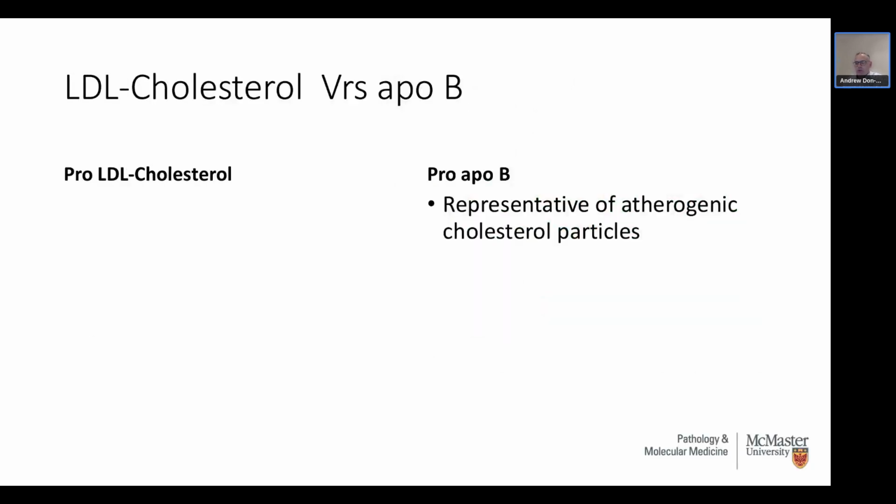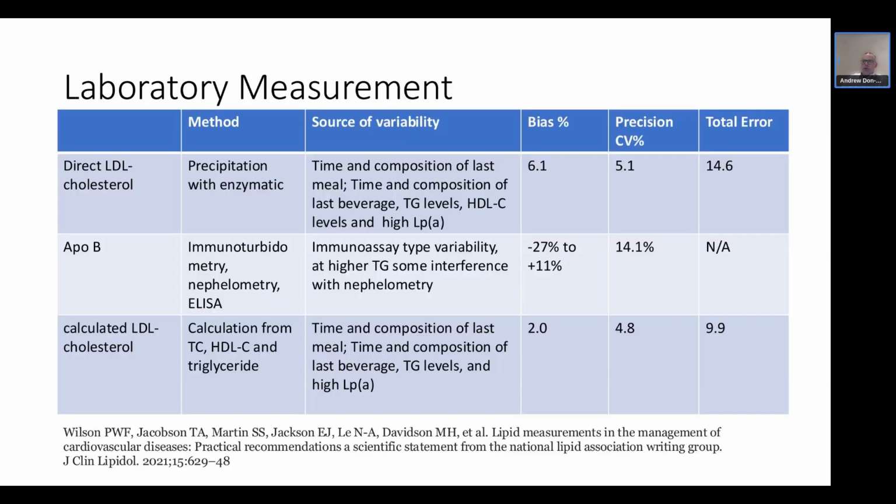And so I'm going to put these slides up as we go through the presentation. In this particular case, LDL cholesterol represents a portion of the atherogenic lipoproteins, whereas ApoB is representative of all the atherogenic cholesterol. The laboratory measurements have also been described already, but I'll go through these again. So we have direct LDL cholesterol, the calculated LDL cholesterol, and apolipoprotein B.